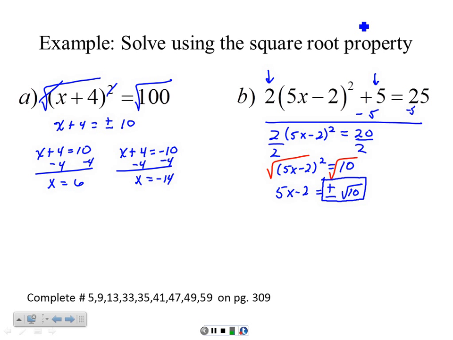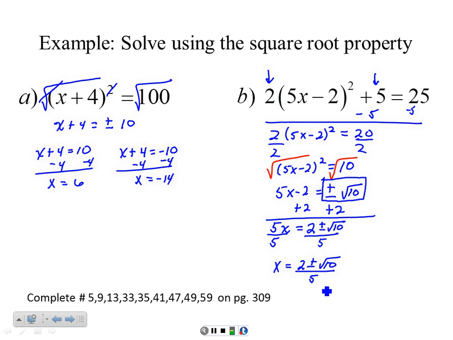So now what we're going to do is we're going to solve for x. So we're going to add 2 to both sides. Well, when I add 2 to both sides, I'm going to get 5x is equal to 2 plus or minus the square root of 10. Can't put those together because you can't put whole numbers and radicals together. And then I'm going to divide by 5. And so we're going to have x is equal to 2 plus or minus the square root of 10 all over 5. And this is going to give you some decimal, but I don't want you to give me the decimal. I want you to give me this answer here.